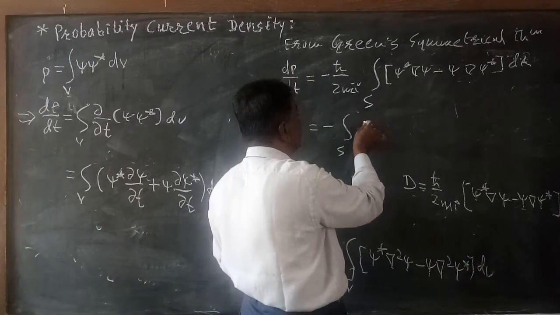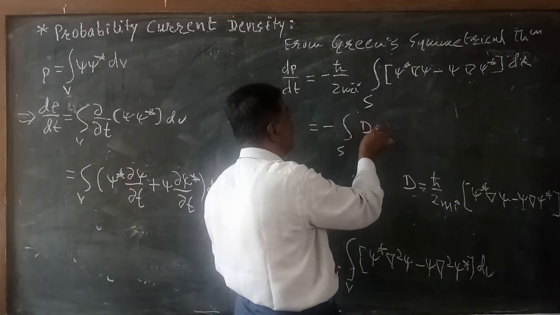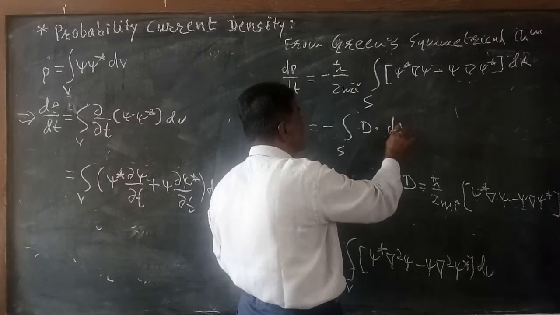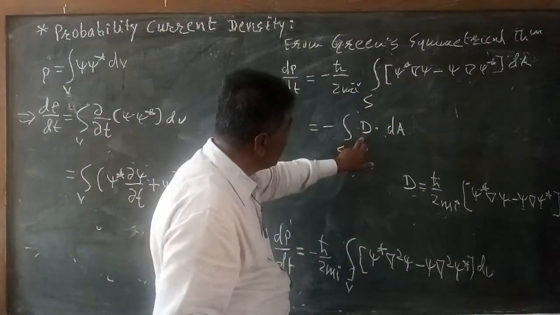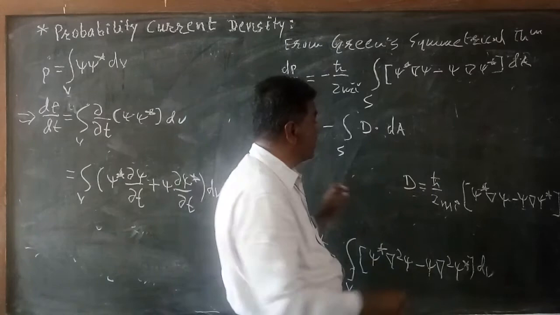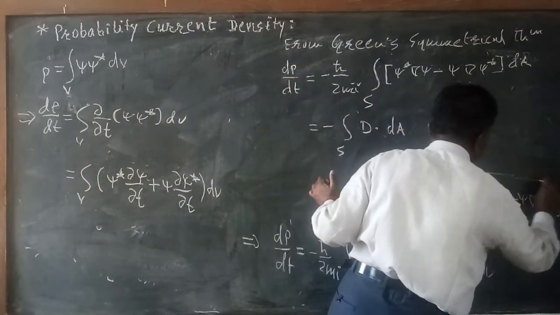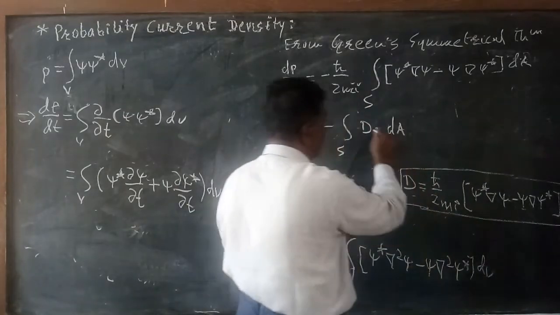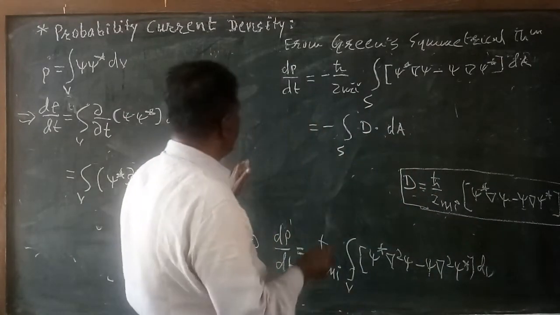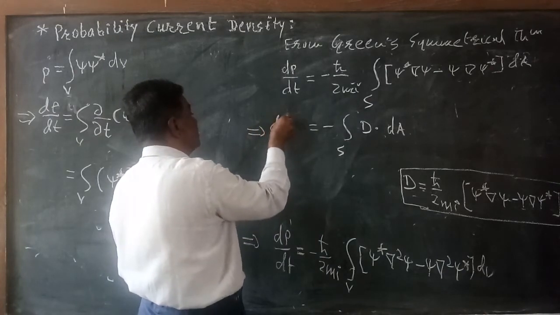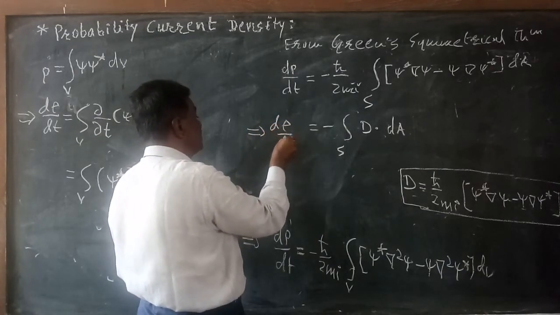So we are getting minus the integral of D dot dA. Like this we get the equation, where D is equal to h cross divided by twice m i times the same bracket. So this is dP by dt.